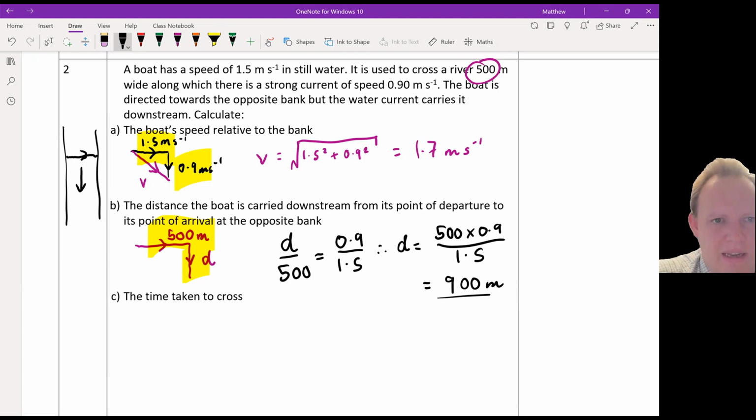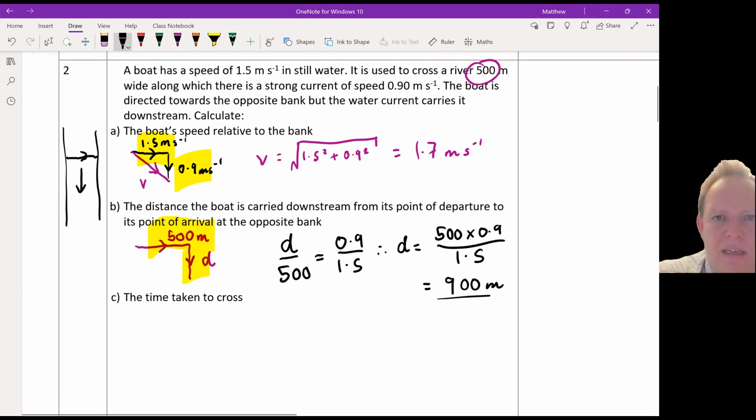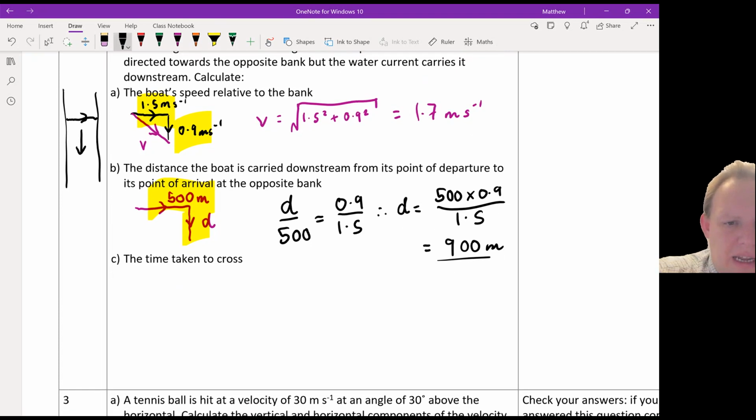Last one, the time taken to cross. Well, in just the horizontal direction, the boat still travels at a speed of 1.5 meters per second. The distance it's got to travel is 500 meters. I'm back up here in the question. So this should just be a case of speed is distance over time. So s equals ut. There is no half at squared term. So t is equal to the displacement over the initial velocity. It's 500 divided by 1.5.